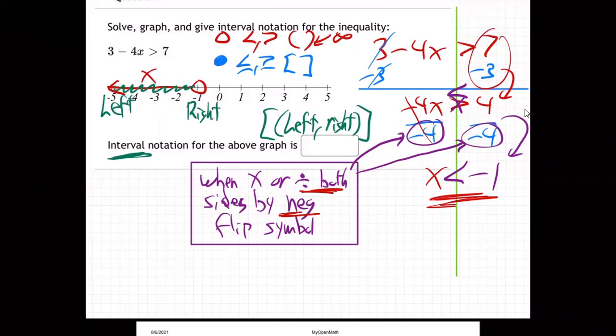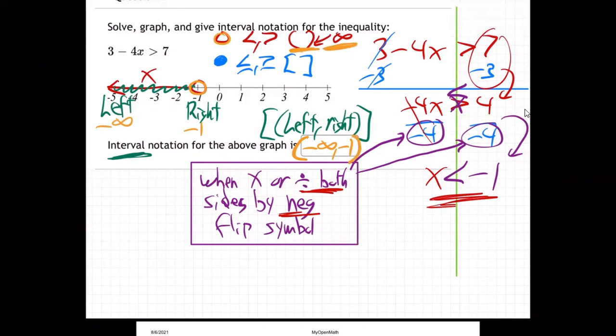So what is that? Well, my left edge is negative infinity, because left forever is negative infinity, to -1. So I'm going to go negative infinity to -1. Now, how do you know parentheses or brackets? Well, infinities are always with parentheses. So this one is for sure parentheses. The other side is open dot at -1. Open dot is always parentheses also.